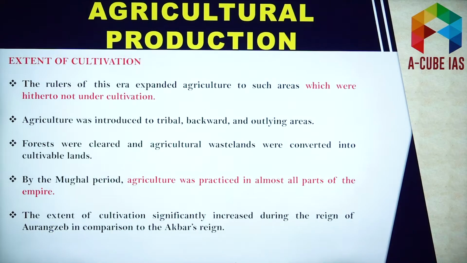So during medieval India, the rulers expanded agriculture to such areas which were hitherto not under cultivation. So agriculture was introduced to tribal, backward and outlying areas, and forests were cleared and agricultural wastelands were converted into cultivable lands. The extent of agriculture expanded in good proportions from the Sultanate to the Mughal period, and by the Mughal period agriculture was practiced in almost all parts of the empire. Yet land still existed in huge surplus than the actual requirement of the Mughal agricultural population.